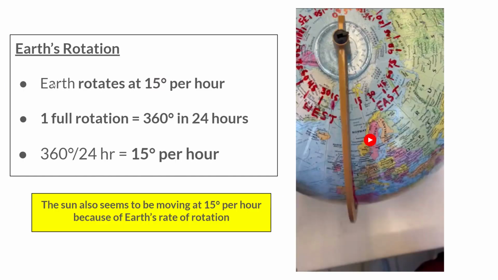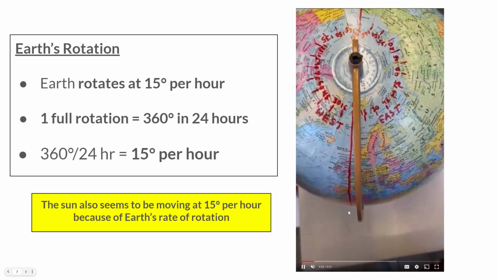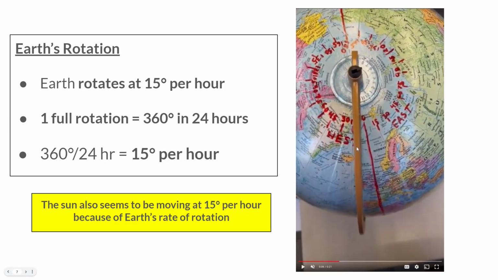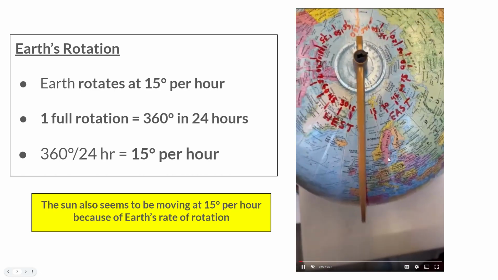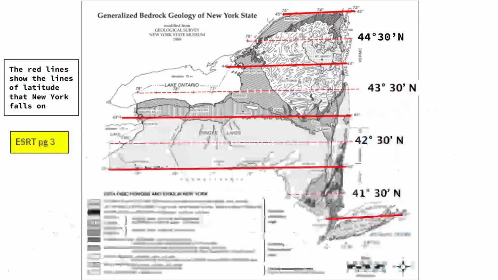Now, remember, the Earth rotates at 15 degrees per hour. And the sun, because of this, also seems to be rotating or moving across the sky at 15 degrees per hour. Because remember, the sun isn't actually moving, right? It's the Earth's rotation that causes the sun to look like it's moving in the sky at 15 degrees per hour. Let's write that down. The apparent path of the sun is caused by Earth's rotation, and the sun seems to move at 15 degrees per hour because of that.